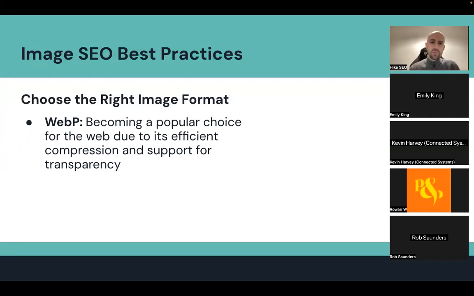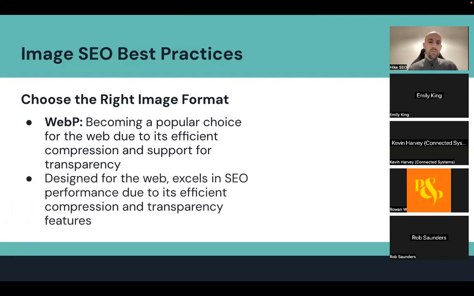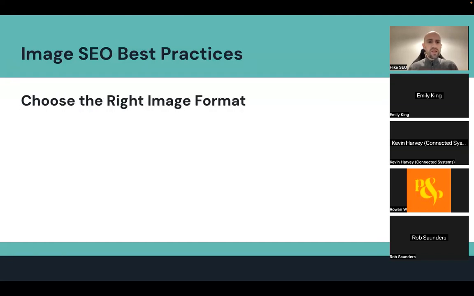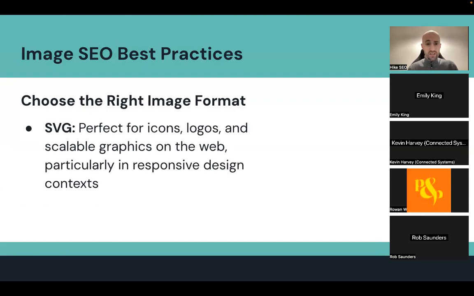So this is actually becoming more and more popular these days, because of its efficient compression. So it's really small file size and also support for transparency. So it's almost like an upgrade to JPEGs or PNGs on the web. It's perfect for SEO performance because of its size and all of that. So let's go into SVGs.